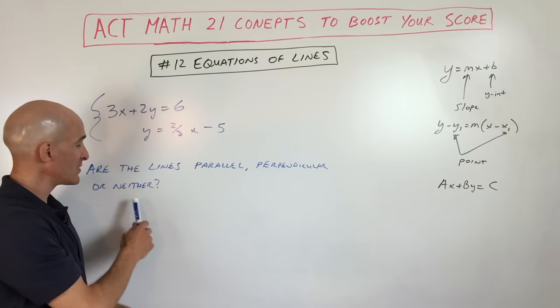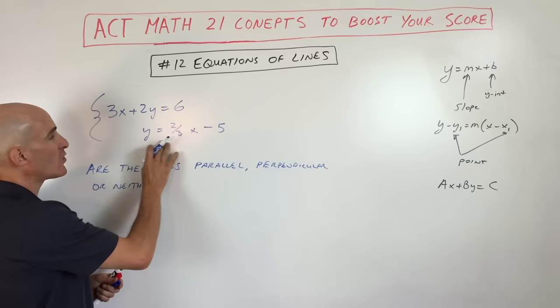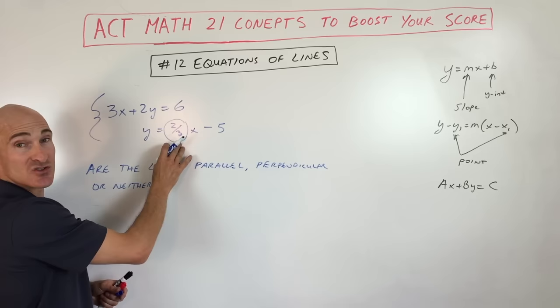Okay, so what we're going to do is analyze these two lines. This one is in slope-intercept form because the y is by itself already. So that tells us that the slope of this line is 2/3. Okay, so that's the m right here.